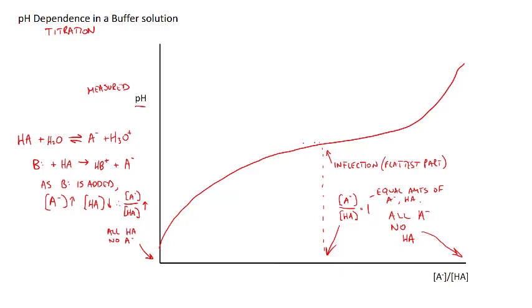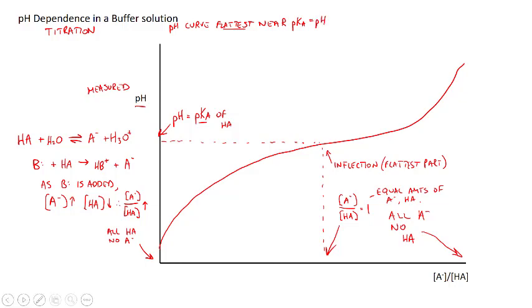And if you were to trace over to the pH axis, you would find that at this point, the pH is equal to the pKa of our conjugate acid. So what do you notice from this curve? You'd notice that our pH curve is flattest when the pH is close to the pKa. If you get very far above or below that, then the curve starts to get steeper.